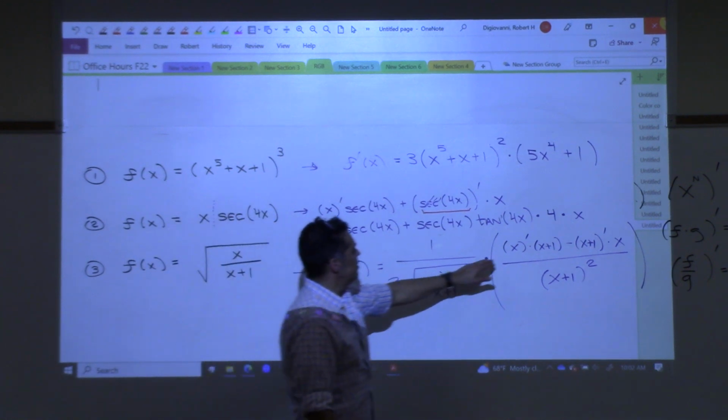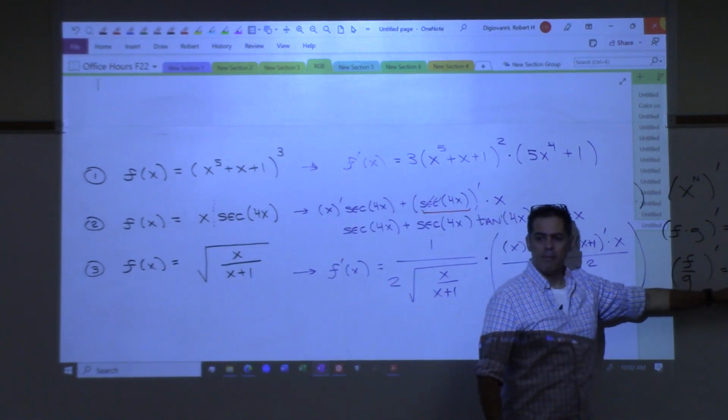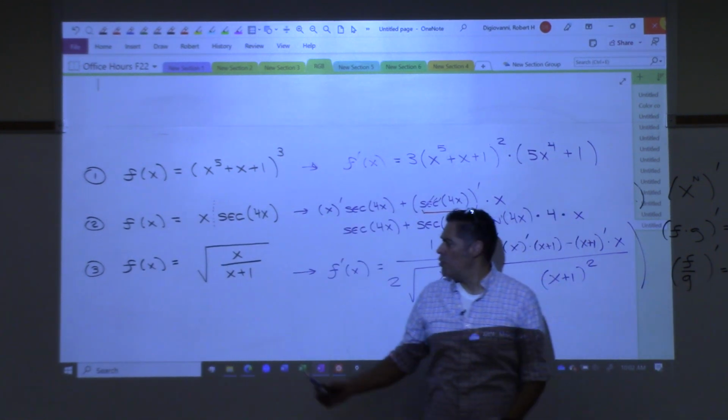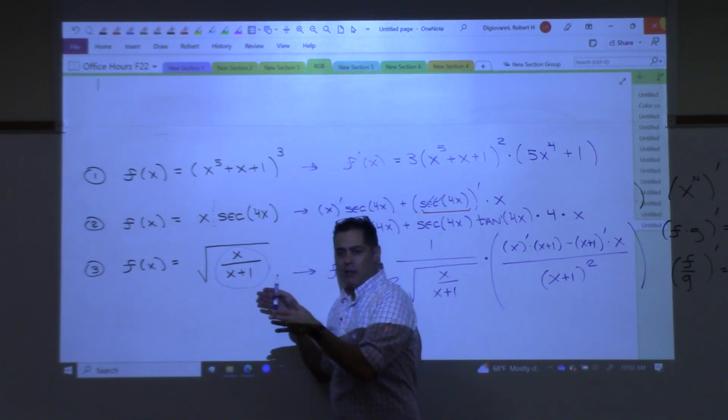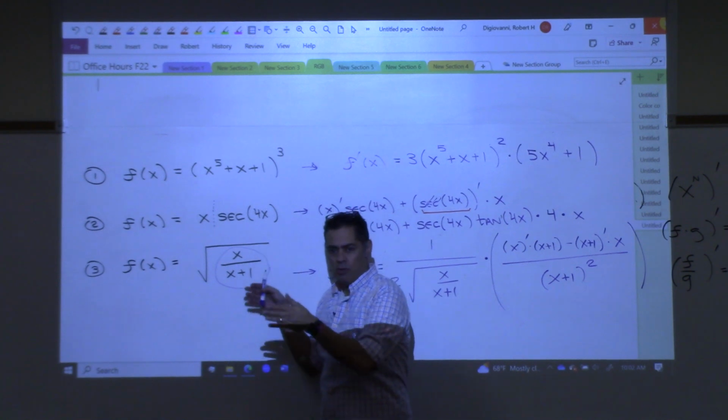Where? This? That rule? Right? So I'm using the quotient rule on that piece right there. I have a top, I have a bottom, right? So I'm using the quotient rule.